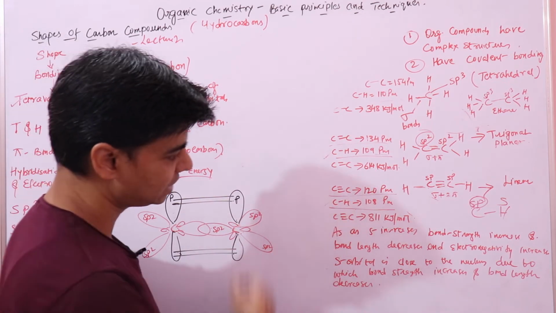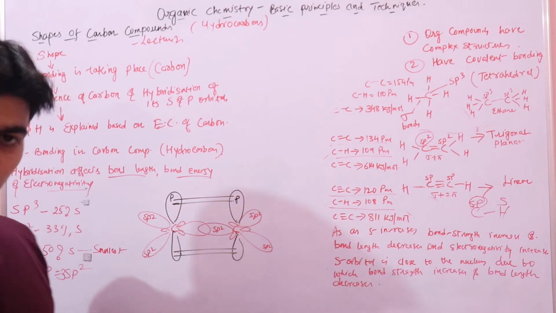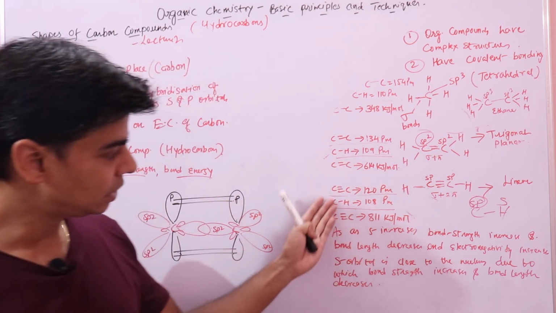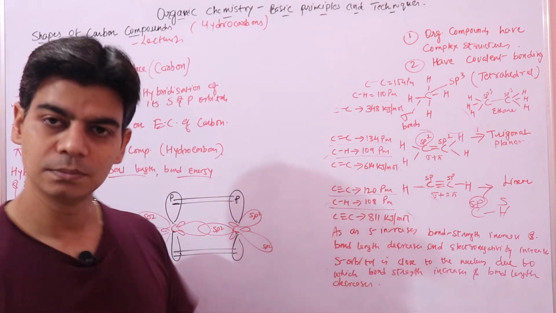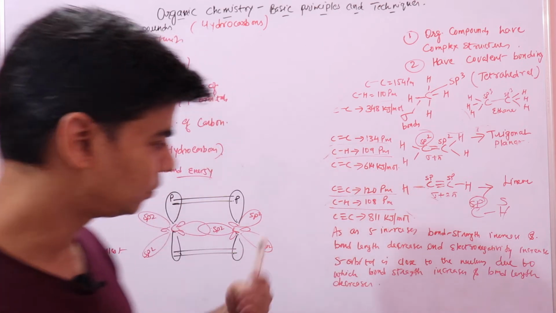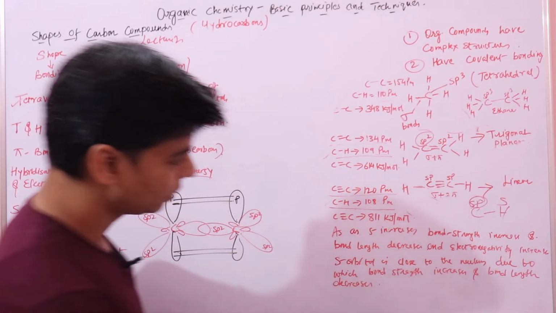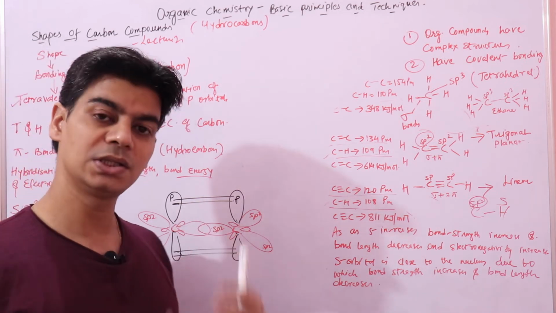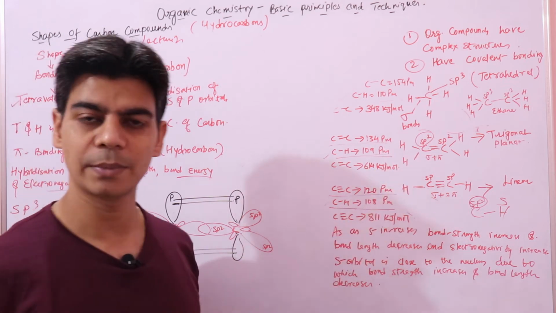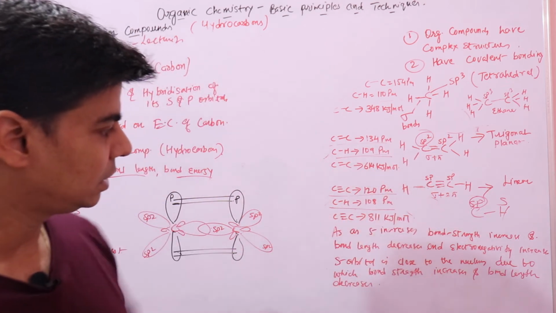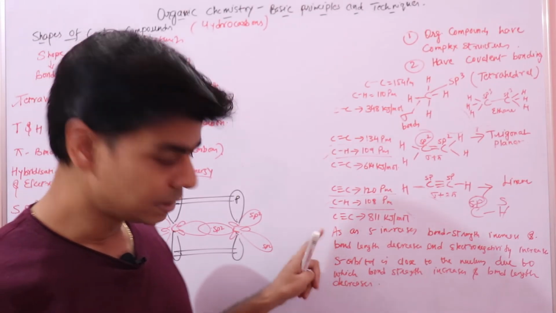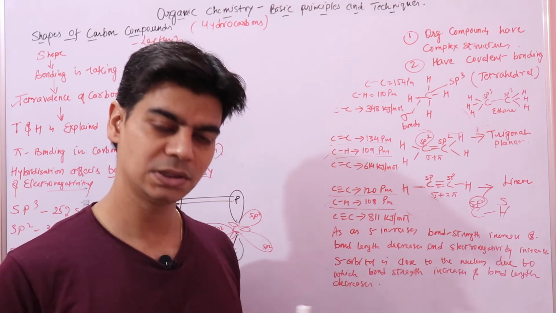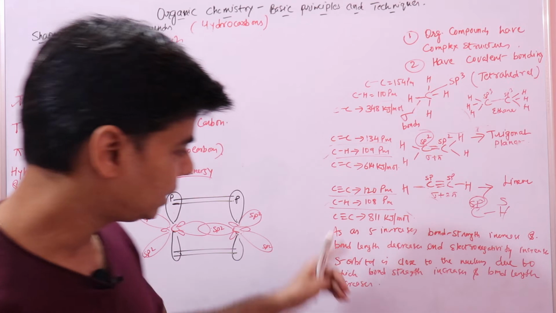And here, if you look at acetylene, you have two pi bonds. That will bring the carbon atoms even closer, thereby reducing the bond length still further. At the same time, since there is one additional pi bond in ethene and two additional pi bonds in the ethyne or acetylene molecule, the bond energy or bond strength, that is the energy required to break the bond or the energy released when a bond is formed, will also increase.